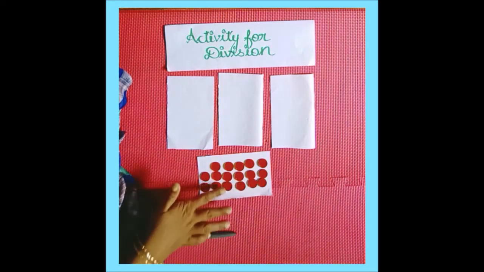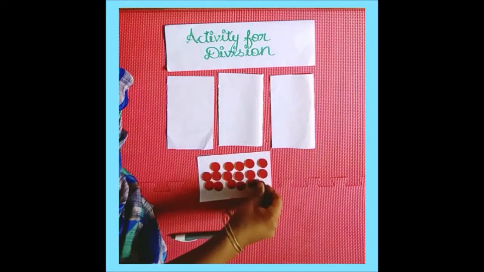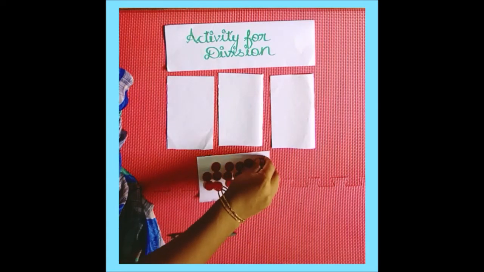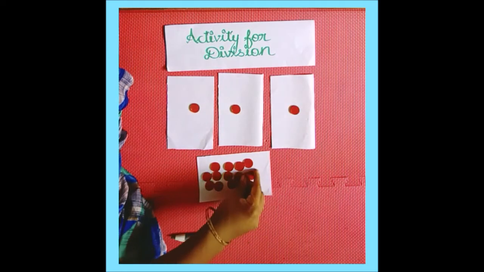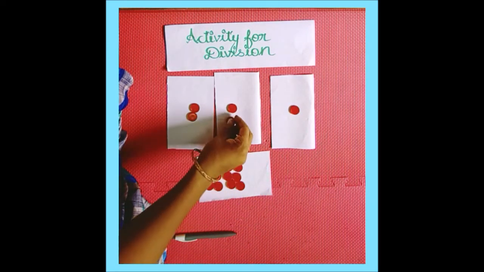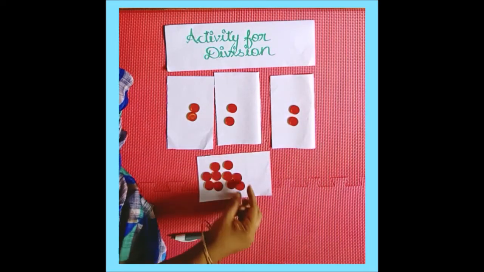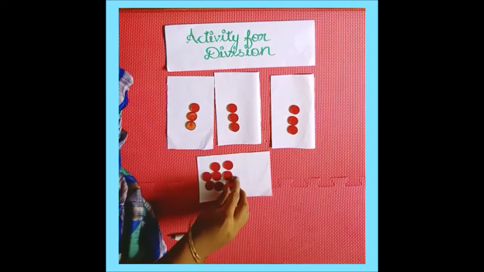Now we are going to divide these 17 coins into 3 equal parts. For that you have to take 3 coins at once and give 1 to each part. Why are we taking 3 coins at once? Because our divisor is 3. That's why we are taking 3 coins at once.